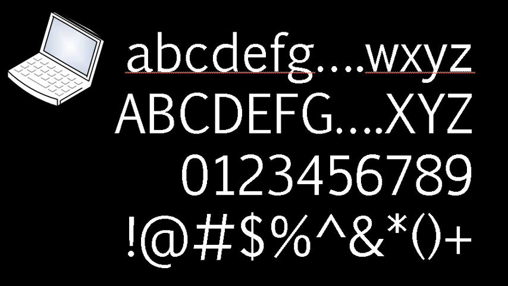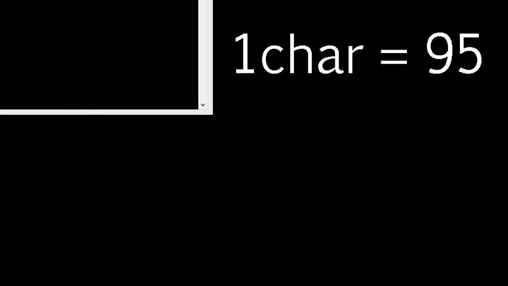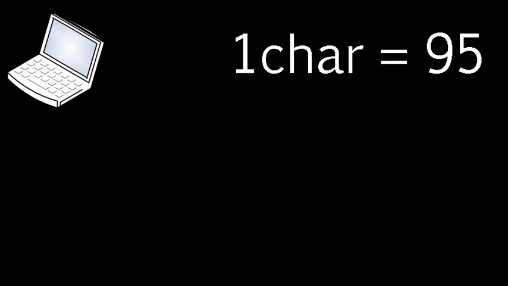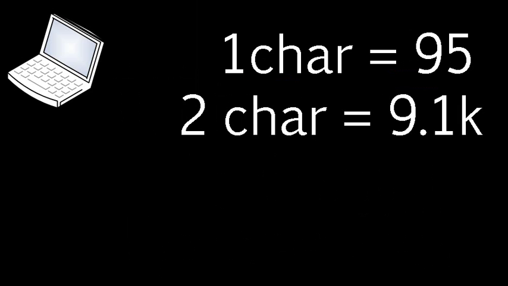So lowercase letters consist of 26 characters. Uppercase letters makes another 26 characters. Numerics, another 10 characters. So that's 62 possible characters available for each character of your password. Add another 33 symbols and it gives you a total of 95 available characters. A single character password would require up to 95 tries to crack. A 2-character password would take 9,120 tries.